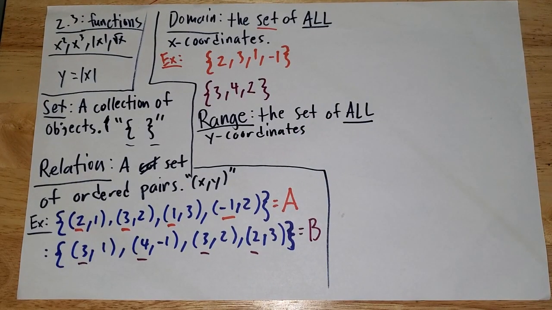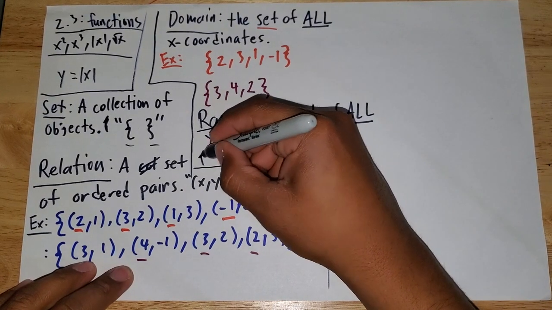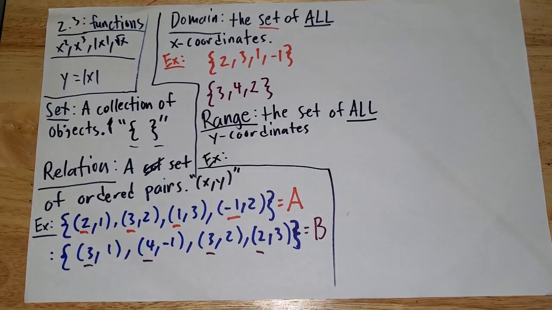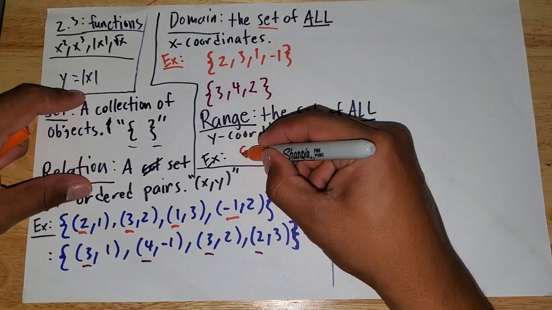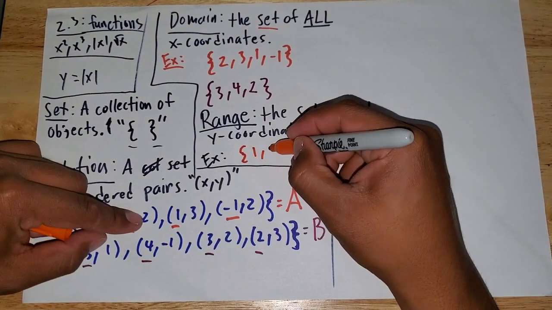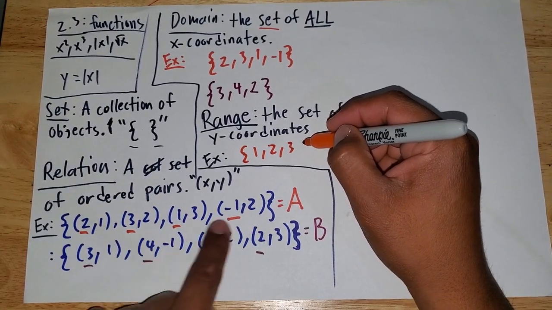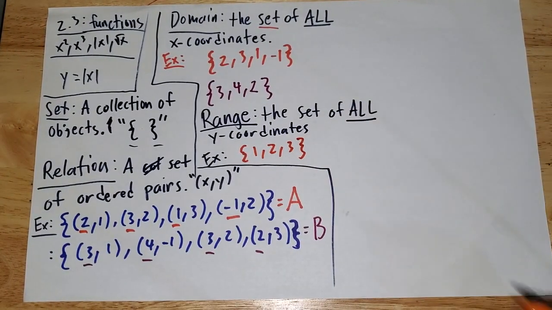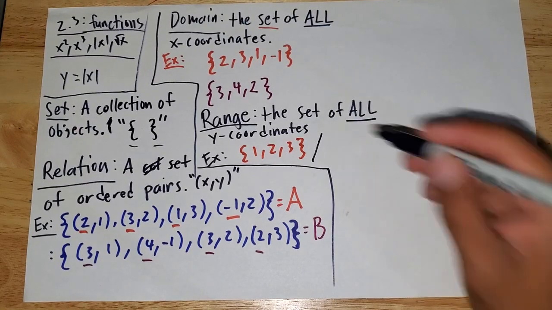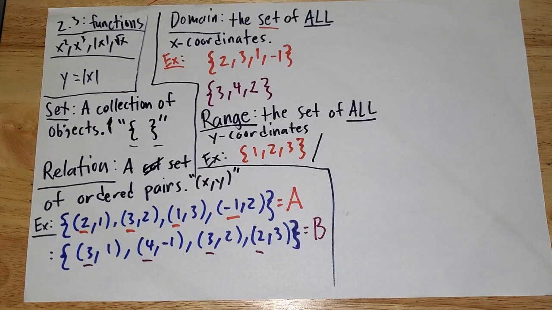So, same thing. If I'm going to list them out, for example, for A, that's going to be 1, 2, 3, and just like the last one here, there's a repeat of 2's. I don't have to repeat it. I just have to include it once, and that's fine. And there, 1, 2, 3. That's the domain of A. And here would be the range of A.